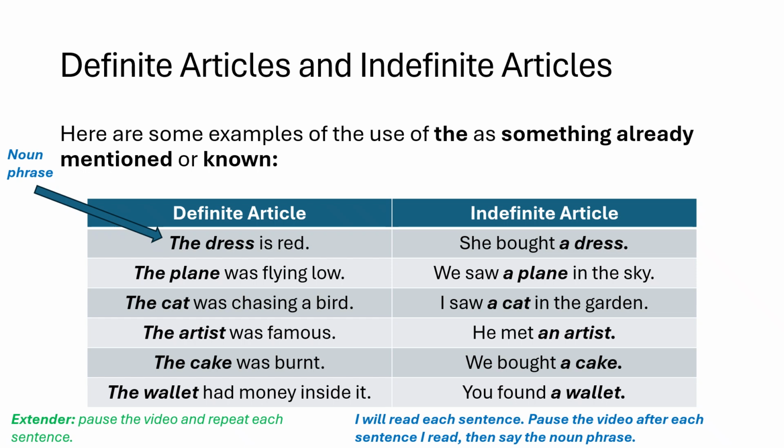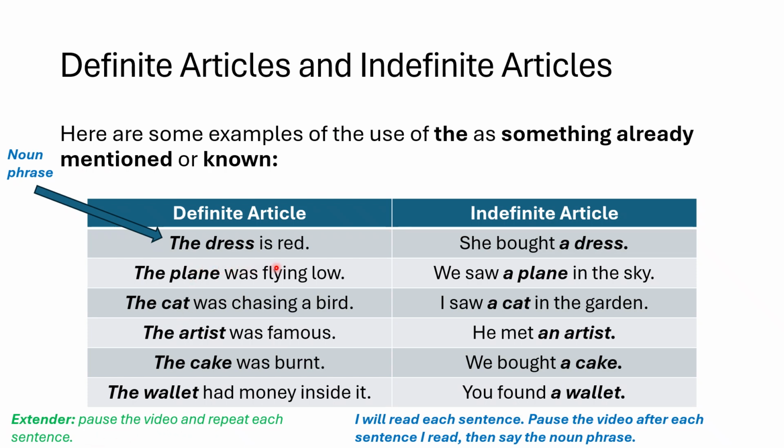Here are some examples of the use of the as something already mentioned or known. We will compare it to the use of an indefinite article to see the contrast between the meaning. I will read each sentence. Pause the video after each sentence I read. Then say the noun phrase. There is an extender for anyone who would like to challenge themselves. Pause the video and read each sentence.